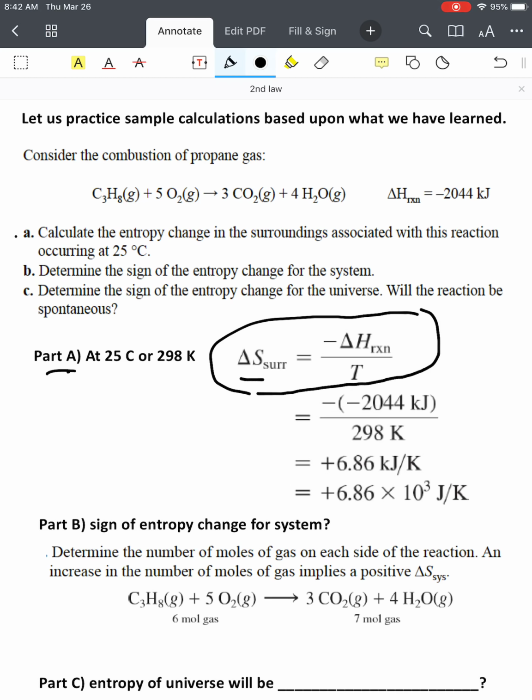We said at one point that the entropy change to the surroundings was equal to the negative delta H reaction divided by the Kelvin temperature. So once we get there, this problem becomes pretty easy because all we need to do is plug and chug. Just have two numbers to plug into this equation and we're done, right? So what do we plug in? Our reaction enthalpy.